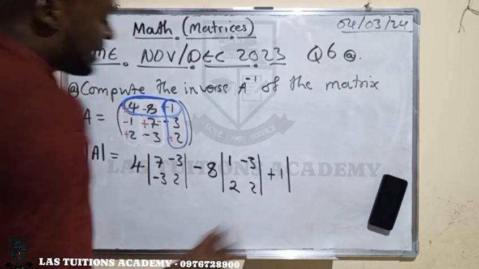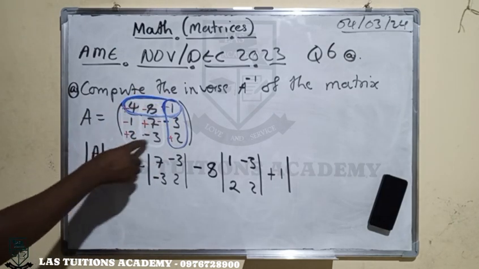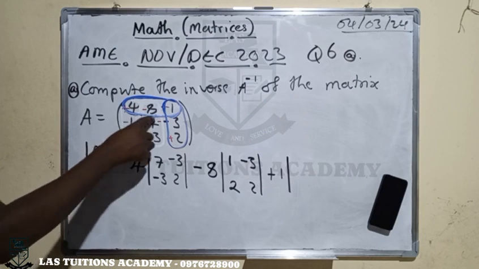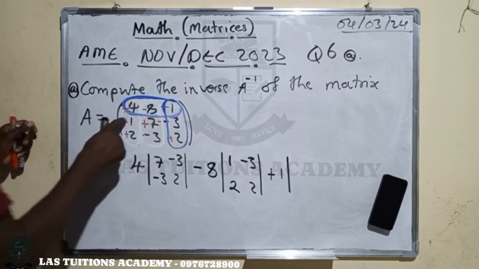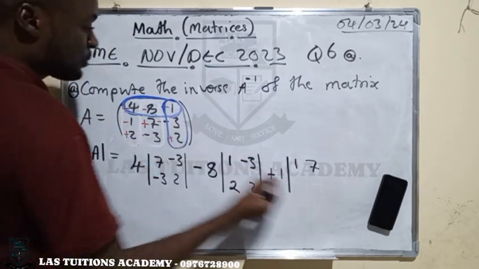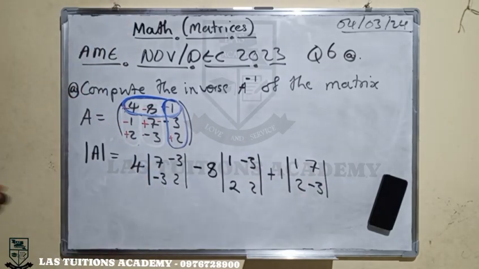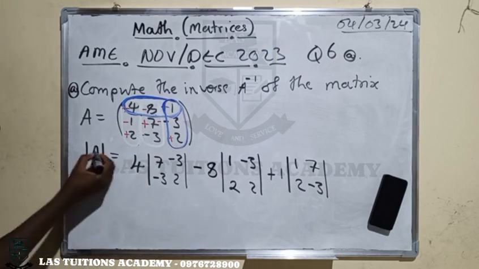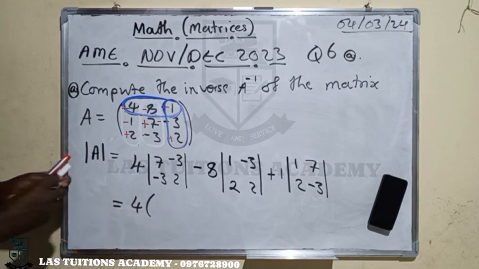Now, after we have locked this and this, we see that these 4 are the free numbers which form a 2 by 2 matrix. So I'm going to have 1, 7, 2, and -3, like that. We know the determinant of a 3 by 3 matrix is something easier to do. So I'm going to say the determinant of A is equal to 4. Now we say major diagonal minus minor diagonal.